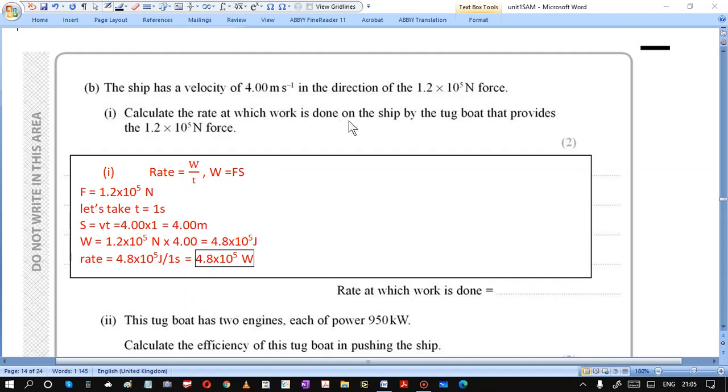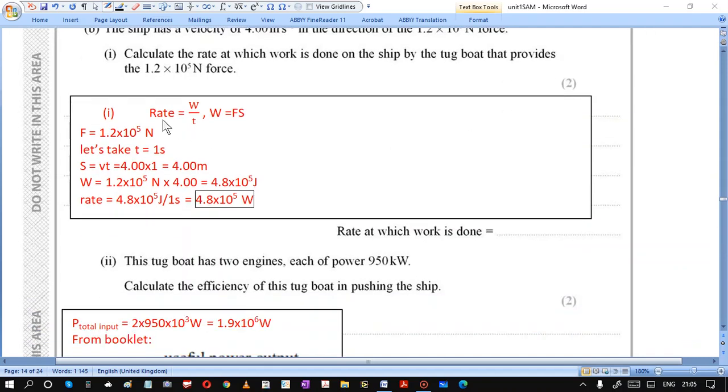Calculate the rate at which the work is done on the ship by the tugboat that provides the force. So rate equals work by time. Work equals force times distance. Here we'll have a trick. Let's take time 1 second. Then we can find distance, we can find work, and we can calculate the rate.